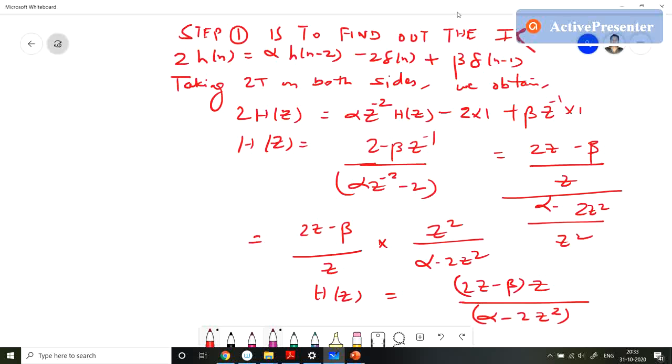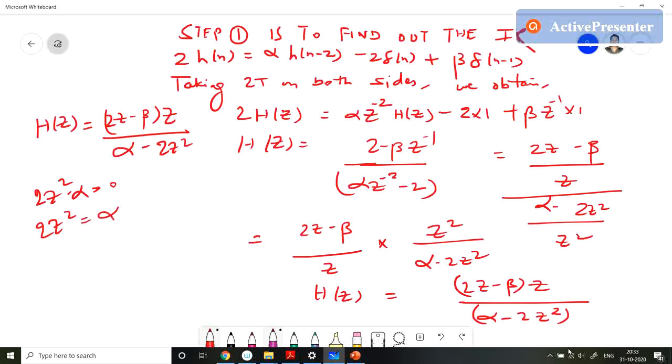Now we can write further that since it is hz, if we consider a stable system, then all the poles should lie inside the unit circle. So we are going to find out the poles of this system. It is 2z minus beta multiplied by z, and here we can get the poles. To get the poles, we have to put 2z square minus alpha equal to 0. So 2z square is equal to alpha.